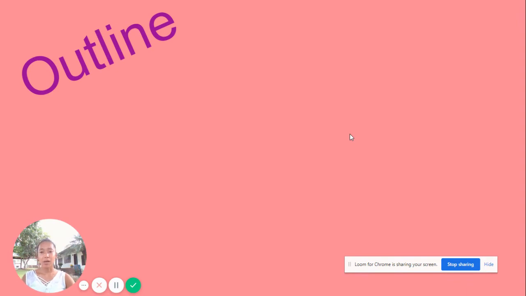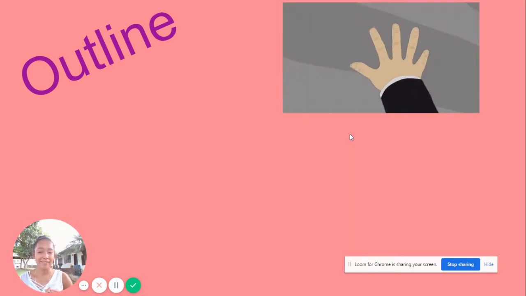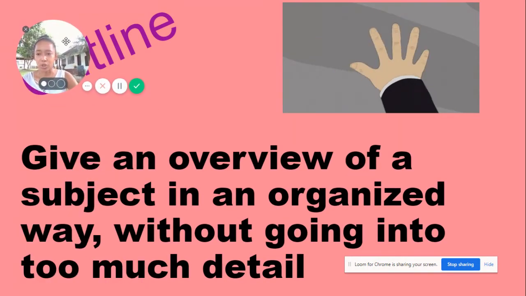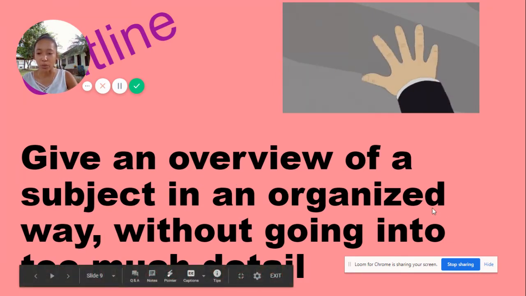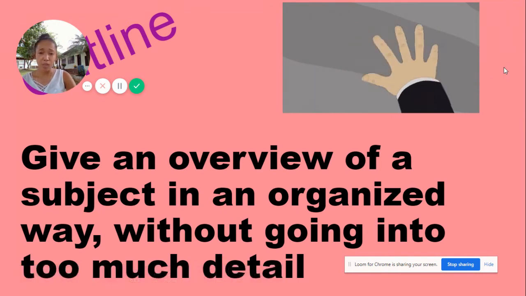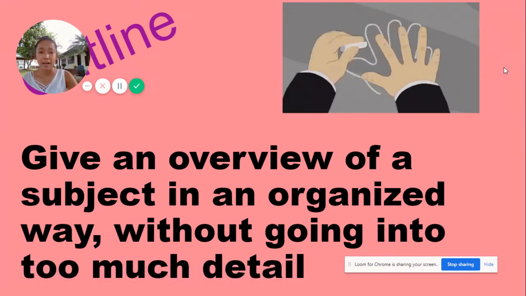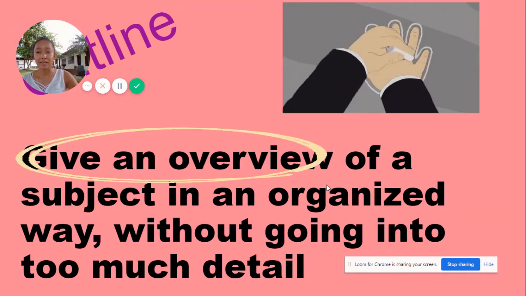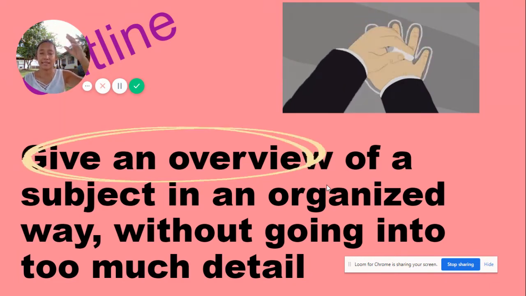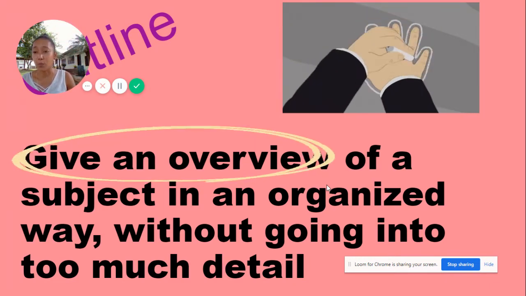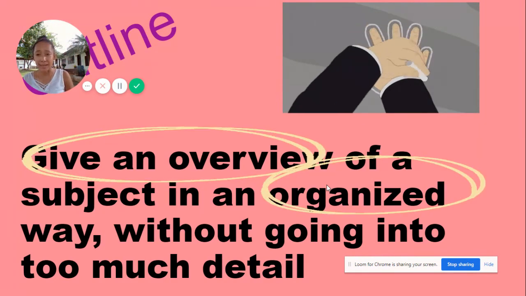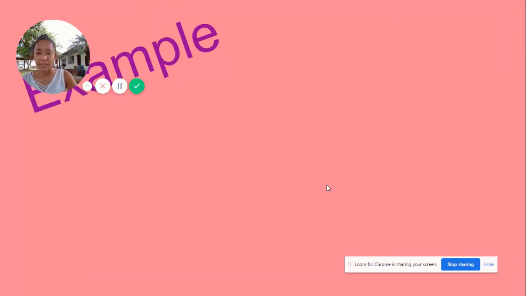Outline. What does it mean to outline? So outline your hand? Not really. That's not what we're referring to. When we say outline in a question, we mean this. Give an overview of the subject in an organized way without going into too much detail. So key terms here is, first of all, it needs to be something that is an overview of everything, right? So let's say they're giving you a question that says outline some form of story. That means you need to give an overview of the story. And not only that, it needs to be organized. You don't want to just have it all over the place, right?